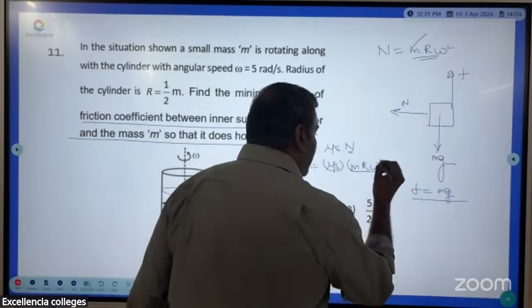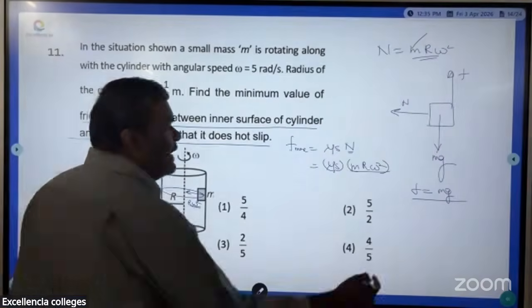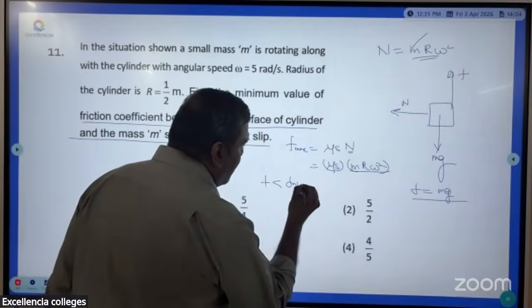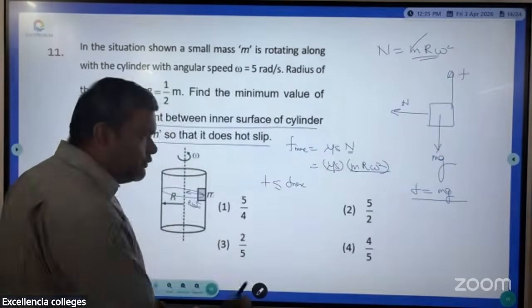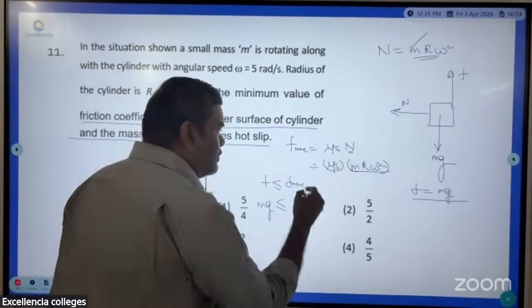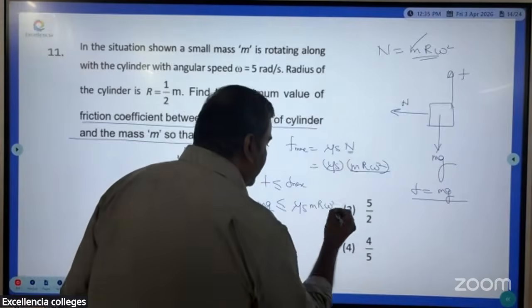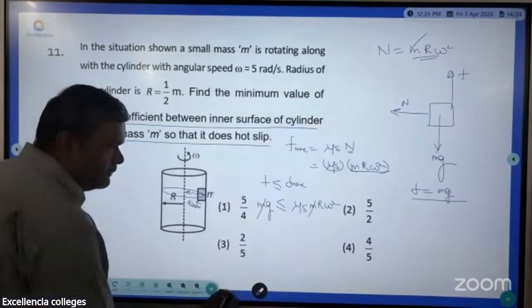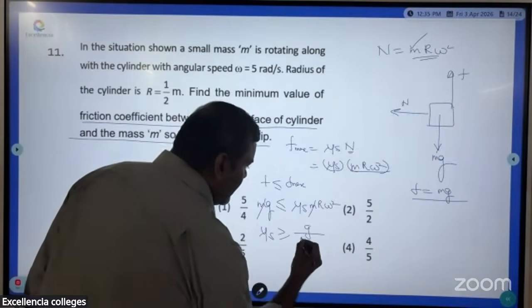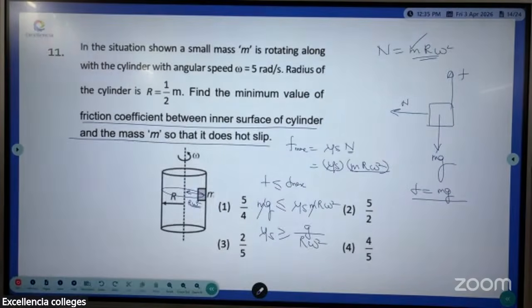Okay, so this is the limiting friction or maximum possible friction. Our friction force must always be less than the maximum possible friction or can be equal to that. If you put that condition here, हमें मिलेगा mg must be less than or equal to mu s into m r omega square. M cancel हो जाएगा. Mu s will become more than g by r omega square. ये आ जाएगा mu s का value g by r omega square.